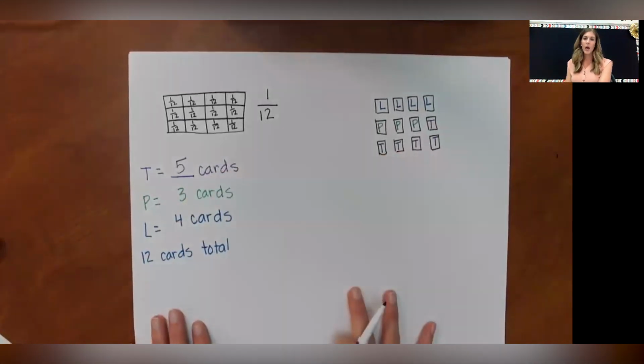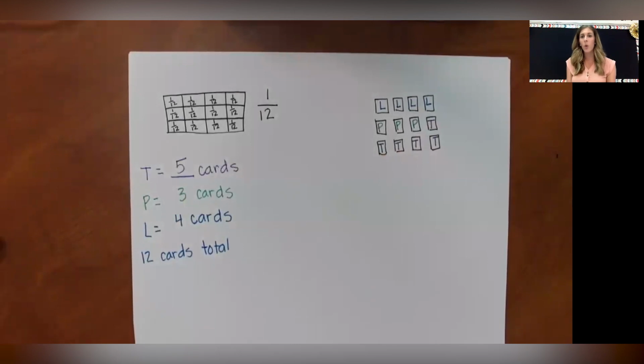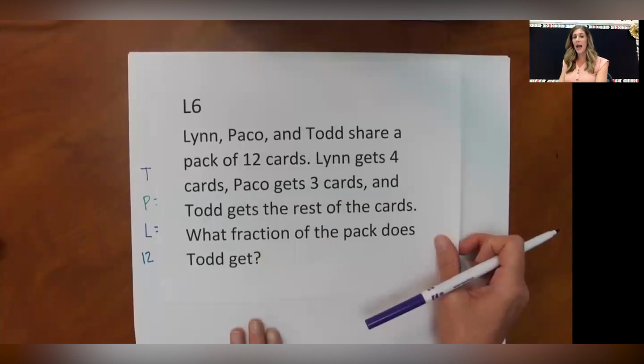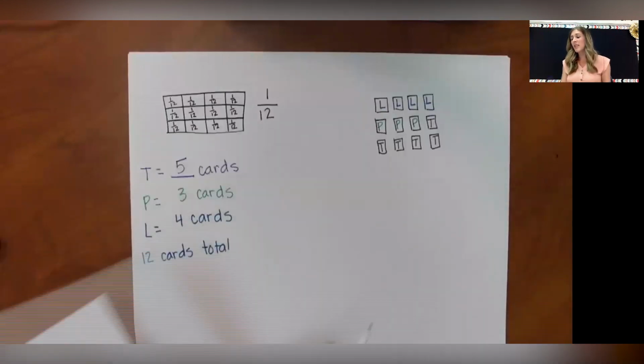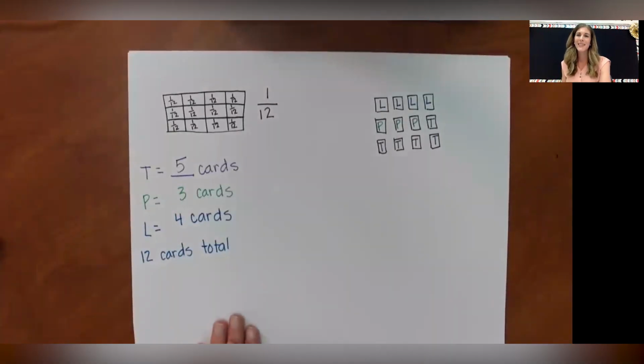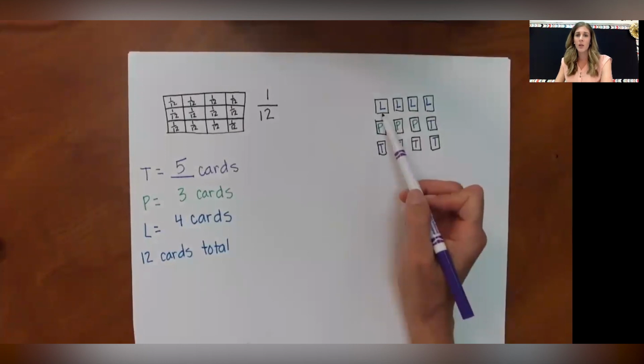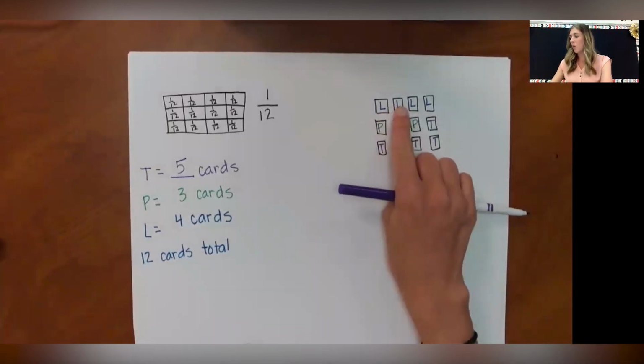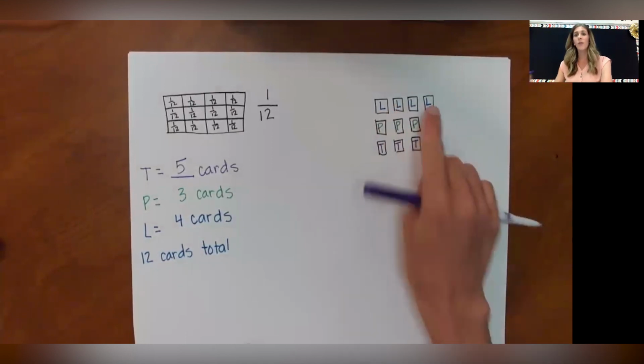So now we know how many cards they each got, but the question asked us, what fraction of the pack does Todd get? So saying that Todd got 5 cards doesn't really answer that question. We have to put it in a fraction. So I know that each one of these cards represents 1/12 of the deck. 1/12, 1/12, 1/12, and so on.